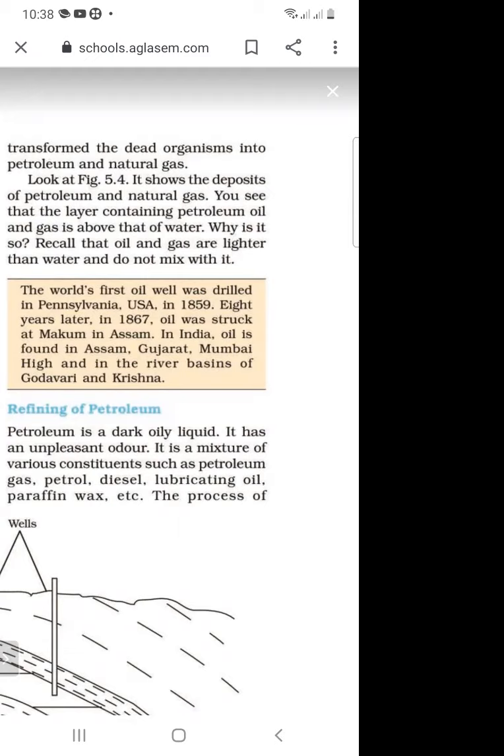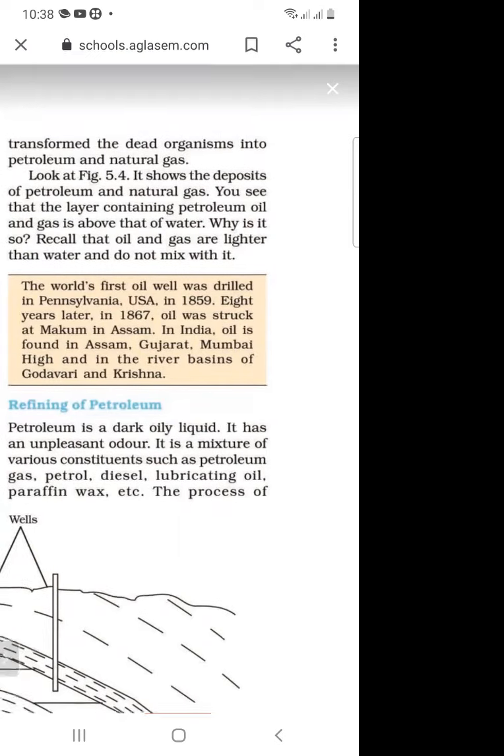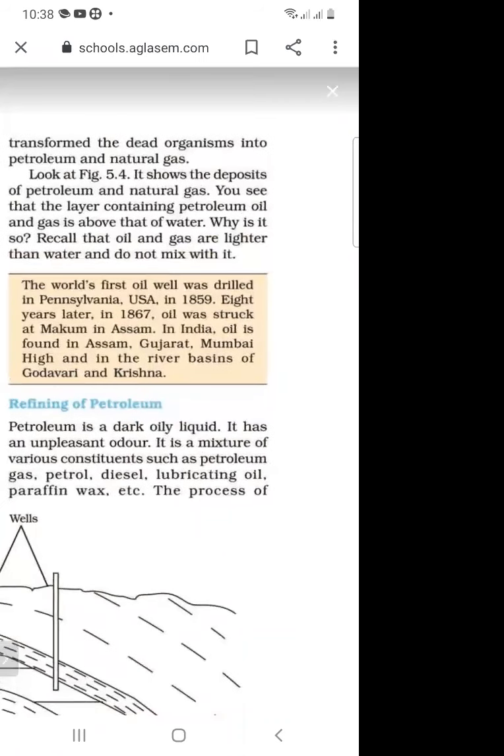So these will convert into petroleum and natural gas. So how are petroleum and natural gas formed? Next, look at figure 5.4. It shows the deposit of petroleum and natural gas.